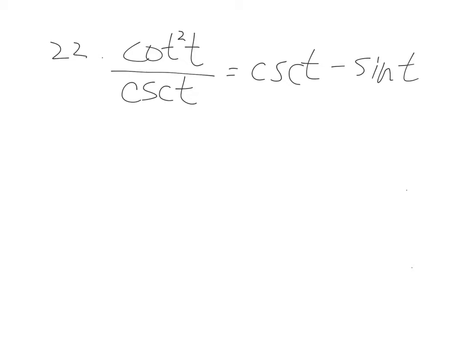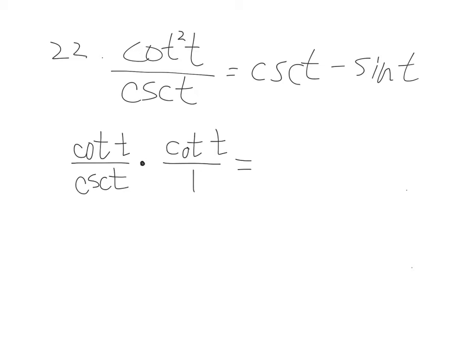What do I mean by that? This is hopefully what you recognize when you start seeing something like this, where you have a squared term over a non-squared term: we can break this up into two fractions. This may not be obvious off the bat that it will get us to where we want to go, but nonetheless, we could do it this way, where we have cotangent t over cosecant t, and then cotangent t over 1.